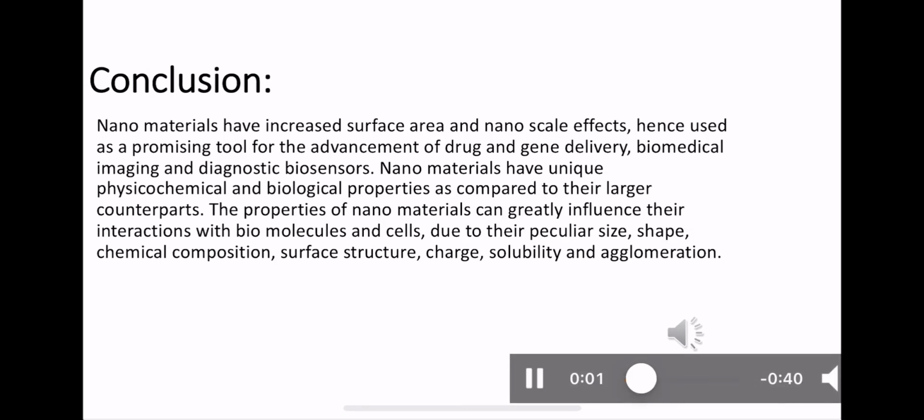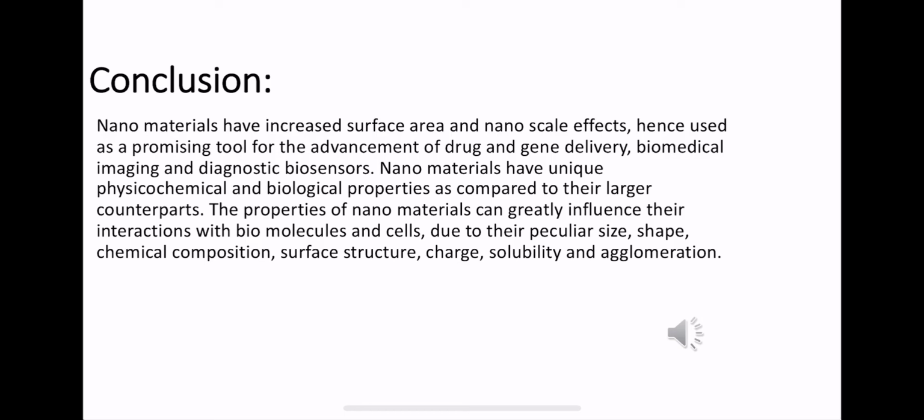In conclusion, nanomaterials have increased surface area and nanoscale effects, hence are used as a promising tool for the advancement of drug and gene delivery, biomedical imaging, and diagnostic biosensors. Nanomaterials have unique physiochemical and biological properties as compared to their larger counterparts.